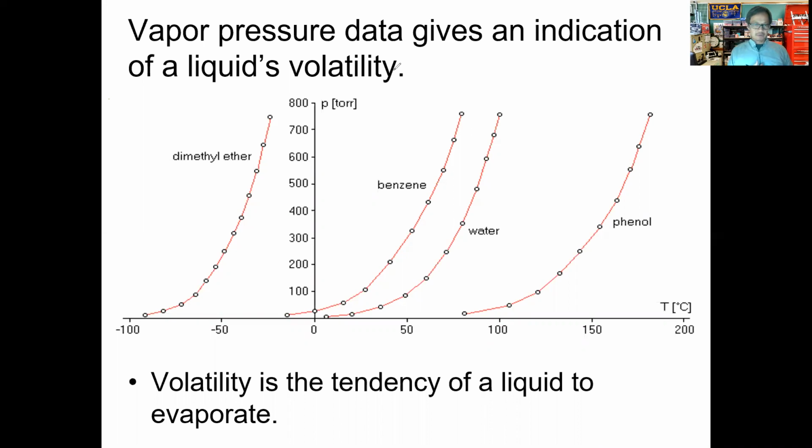We were talking about volatility, and I had described volatility as the rate at which a particular liquid will evaporate. The faster the liquid evaporates, the more volatile it is. So volatility is basically related to the evaporation of a liquid. We can imagine then that a liquid that evaporates faster at a certain temperature will be more volatile.